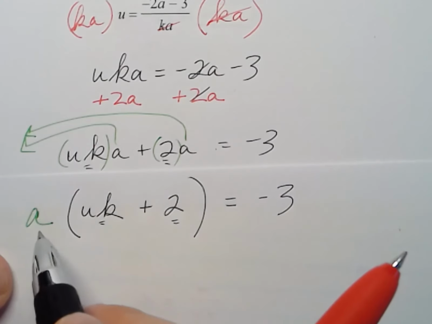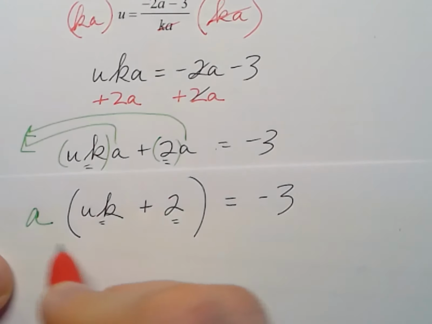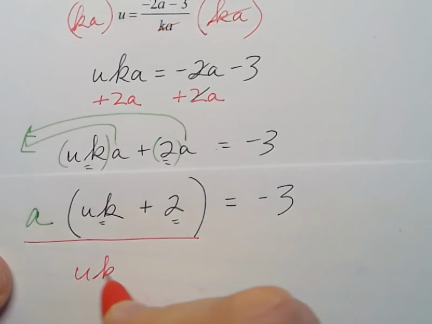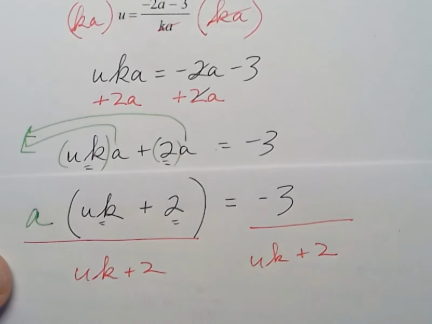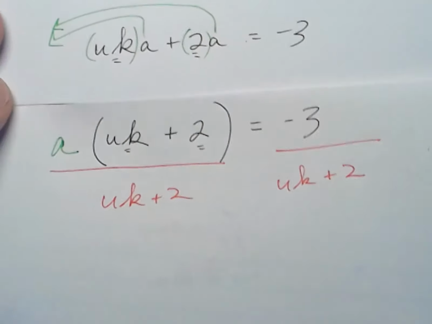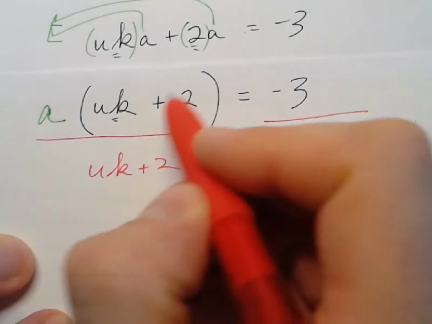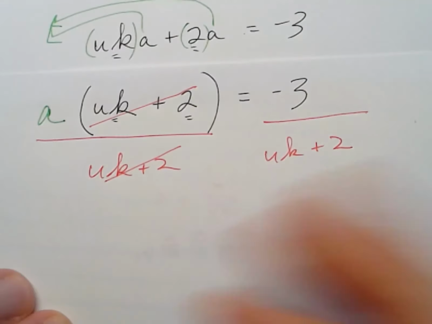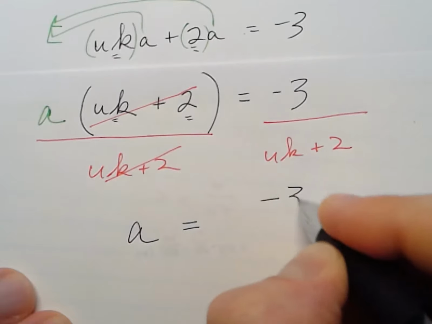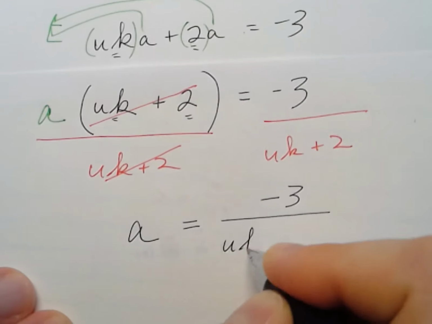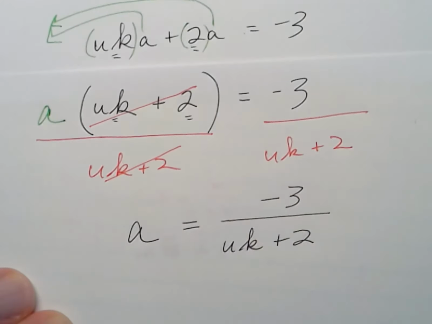And I'm still trying to solve for a, so now of course I can divide by uk plus 2, which means I have to do it to both sides. Okay, uk plus 2. And so these whole things cancel, and I'm left with a equals negative 3 over uk plus 2.